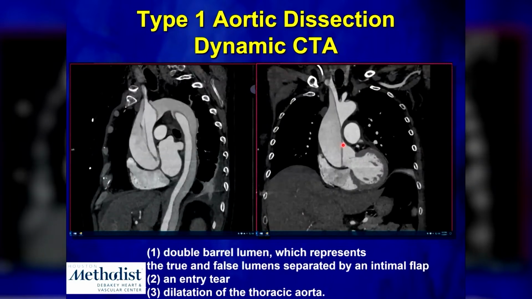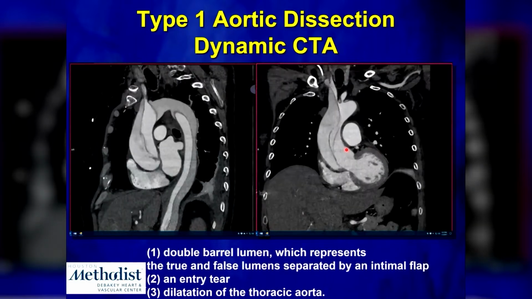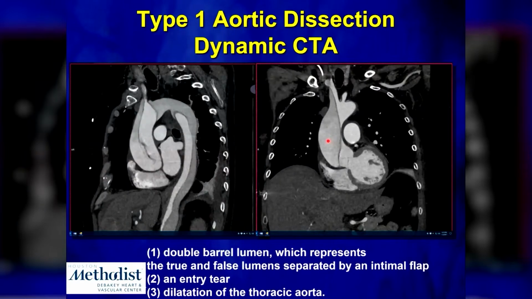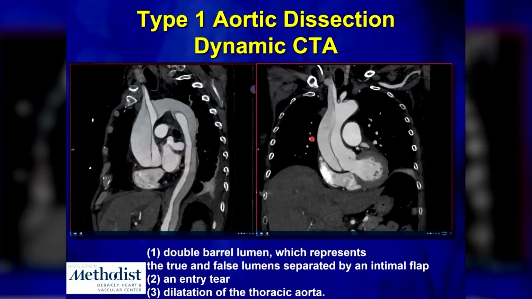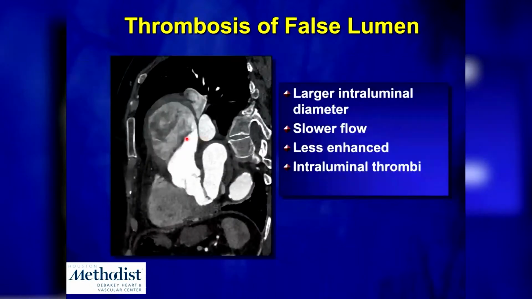You actually have this double barrel lumen. This is going to be the true lumen. This is going to be the false lumen. Notice how the true lumen expands in systole, and because the false lumen is patent, it's creating a pressure effect and a collapse over the true lumen. If there is less flow in the false lumen, as we can see over here, then typically you're going to end up with an intraluminal thrombus.